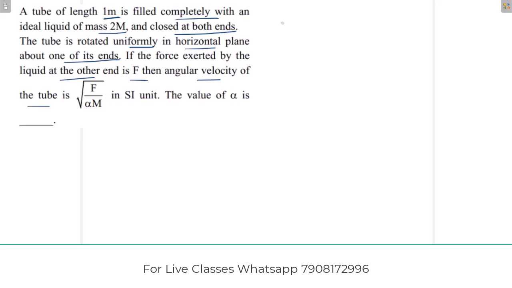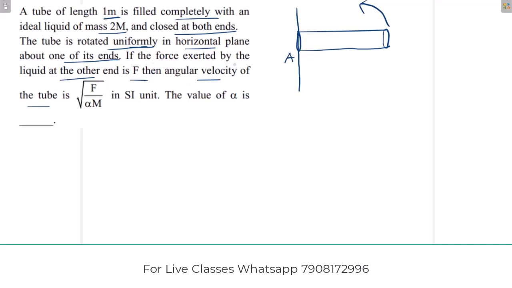So here it is said that there is a tube of length 1 meter with an ideal liquid of mass 2m. An ideal liquid is incompressible and non-viscous, closed at both ends. The tube is rotated uniformly in a horizontal plane about one of its ends. Let's say the tube is rotated about this end, like this. This end A is fixed.